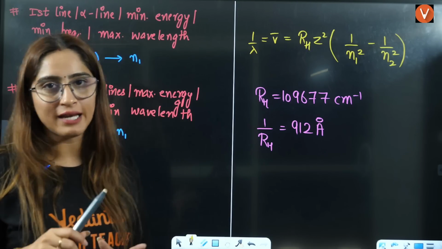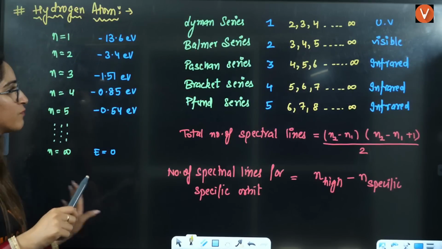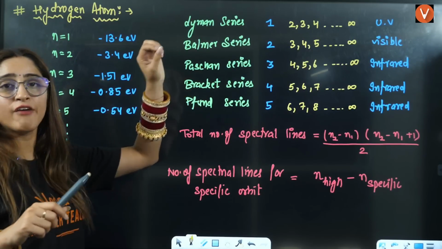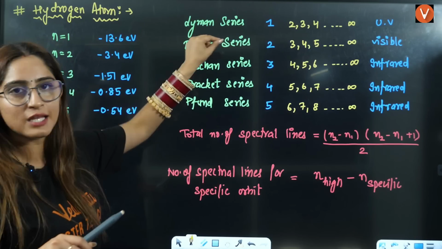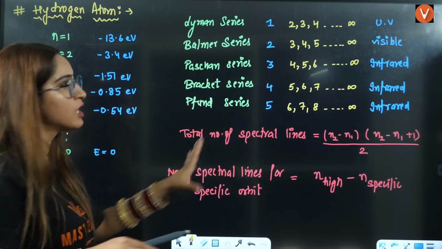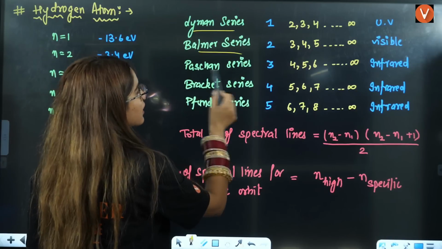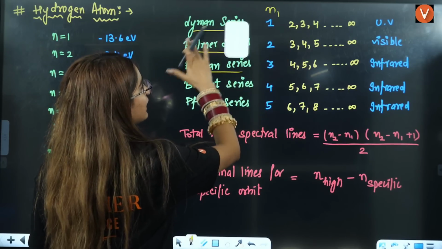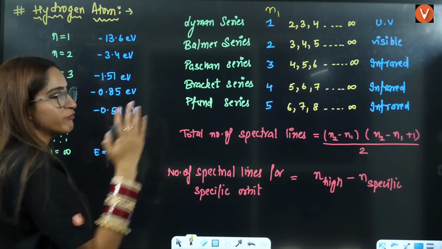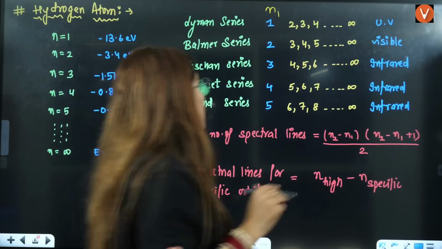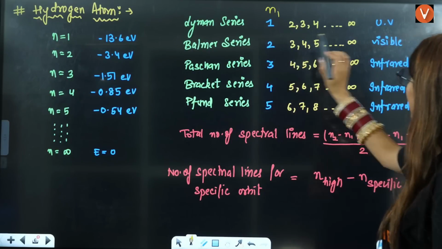But what about n1 and n2? For n1, you need to know these lines. Either they will give you n1 and n2 directly, or they will give you a hint of the Lyman, Balmer, Paschen, Brackett or Pfund series. Corresponding to these series, n1 will be 1, 2, 3, 4, 5 respectively: Lyman, Balmer, Paschen, Brackett, Pfund. This one lies in UV, and this lies in the visible range.